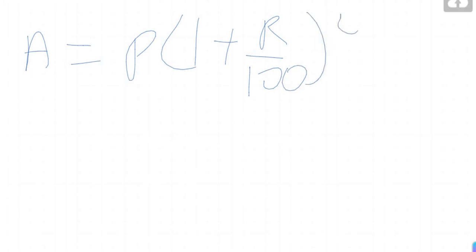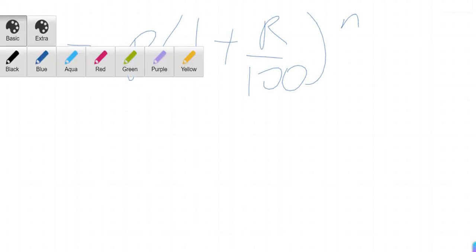So this is the formula to calculate compound interest. And so let us try to understand what the meaning of these variables is. What are these variables representing? What are they saying to us? So let us look at it.